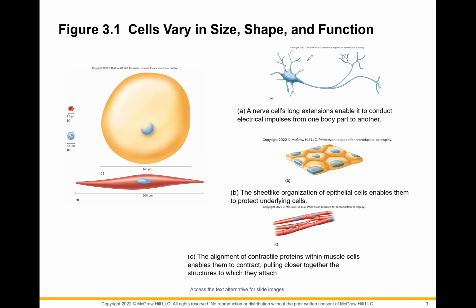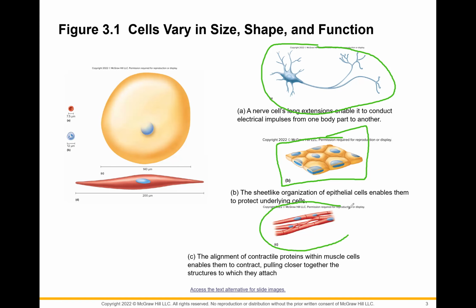Over here, when we look at figure A, this is showing you a nervous system cell. It has these long extensions that help with sending electrical impulses. So their shape is really going to show you how they operate and what they do within our body. In figure B, we're going to see epithelial cells, and these help to create underlying protection. And then finally, in figure C, we see cardiac cells, and these are very important to help with contraction in muscle cells as well.